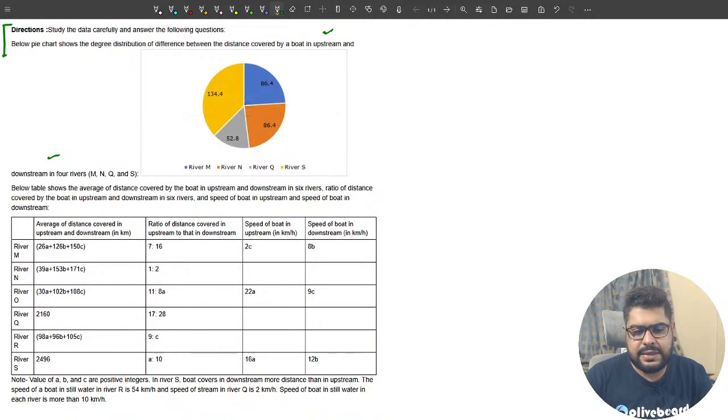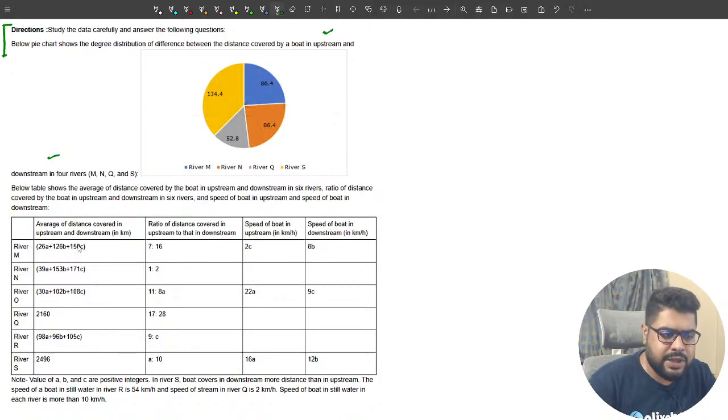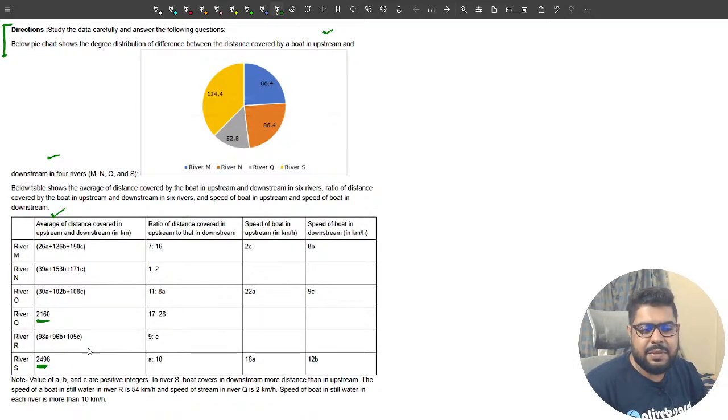ठीक है, I've just taken a screenshot here. So you have 3 variables A, B, C, and this is the whole thing. They are saying for 4 rivers this is given. Now look at this average of distance covered. Sir, I have only 2 values at my disposal, but again over here this is a A here, so it doesn't make sense. Let's start with this river Q से.